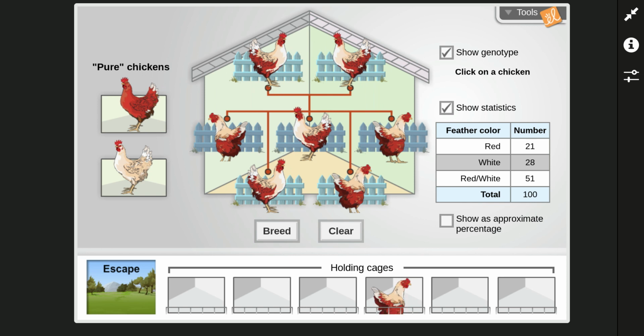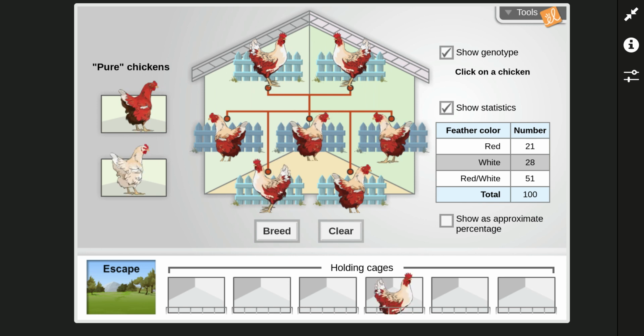The last question, question 5, is asking you about dominance and recessive. And for this question, keep in mind the mouse gizmo that we did before.